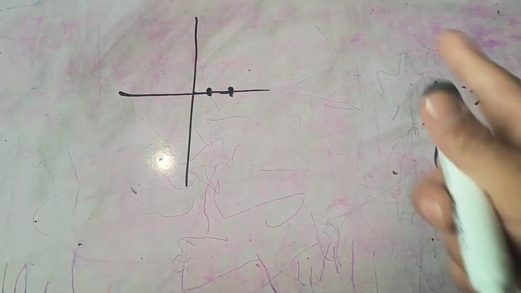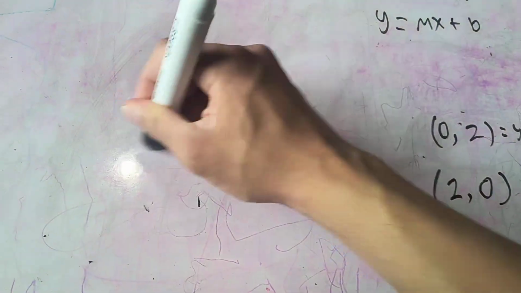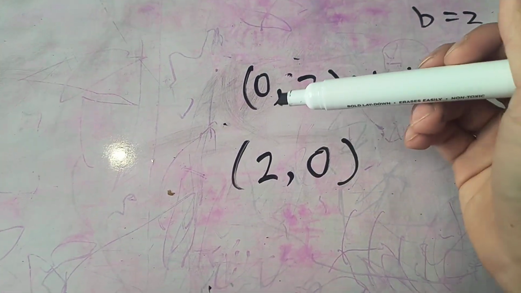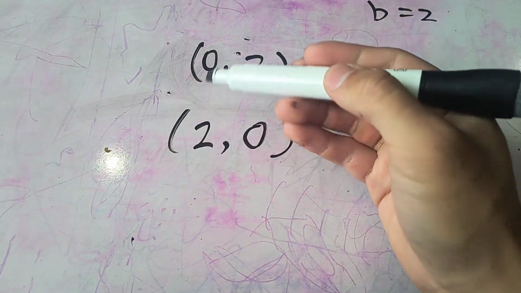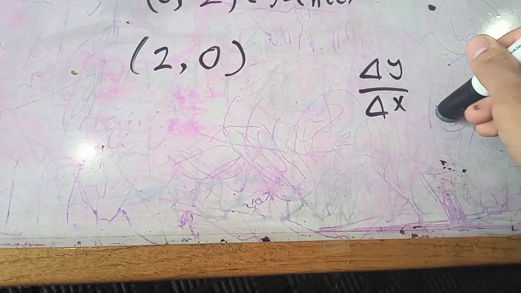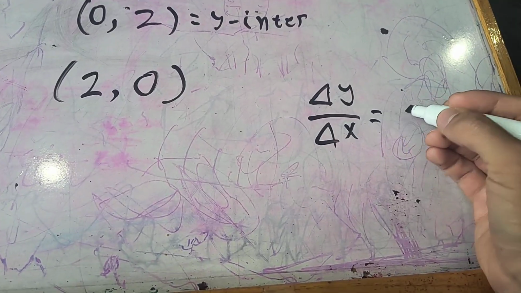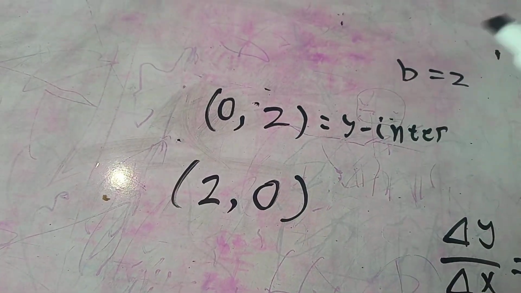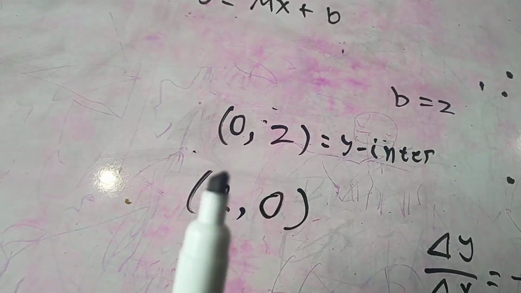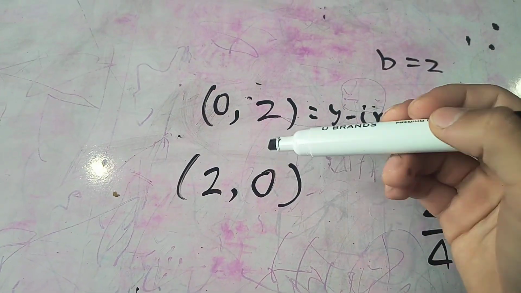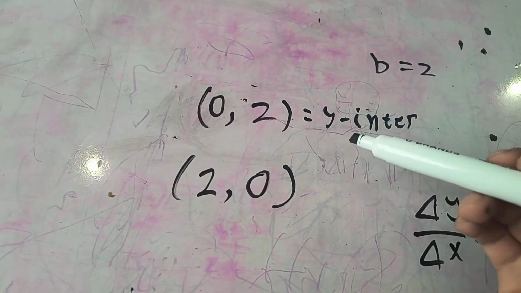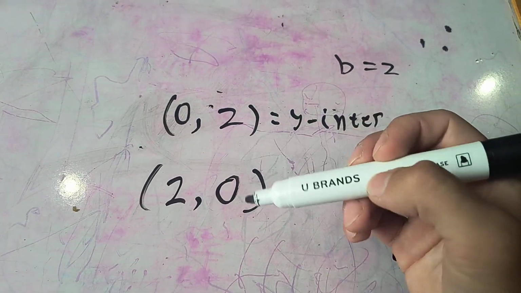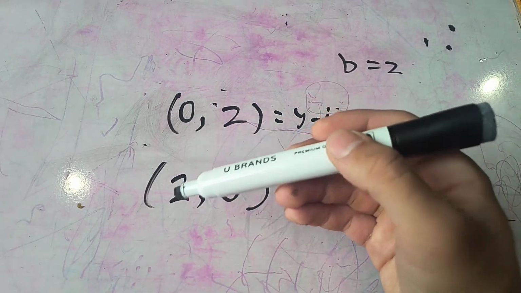This number subtracted by this number, the second x subtracted by the first x. So the change in x here would be from 0 to 2, which is 2. So this would be 2 for x. And the change in y, well, since this is the positive x direction, the y decreased by 2. Or we could go 0 minus 2. The y decreased by 2 from (0, 2) to (2, 0).